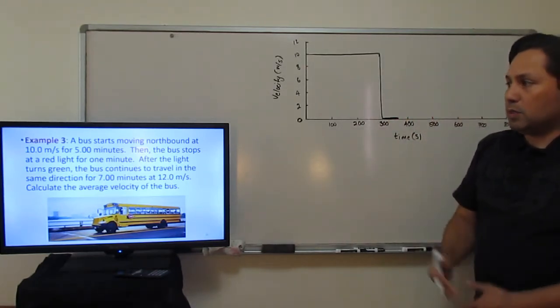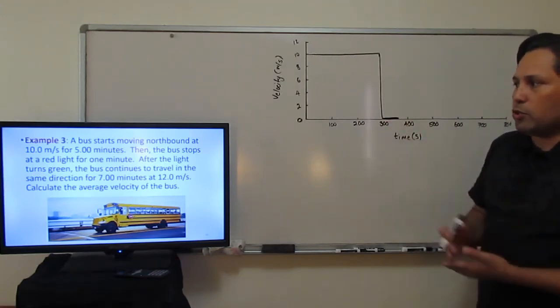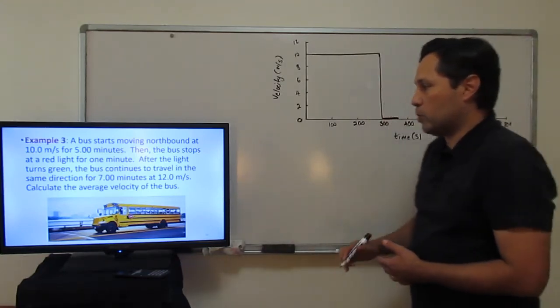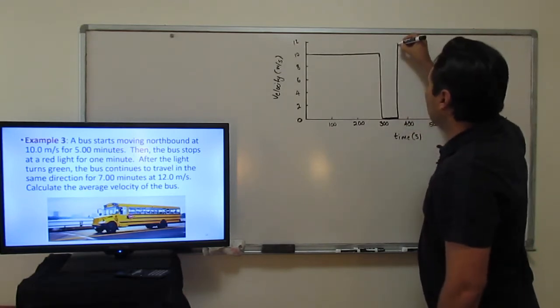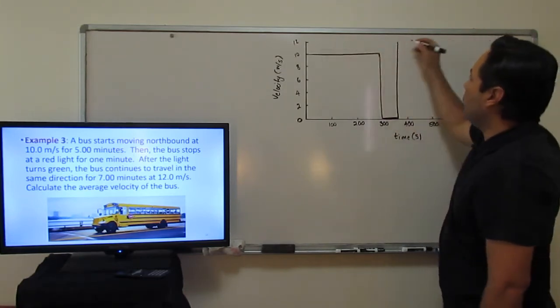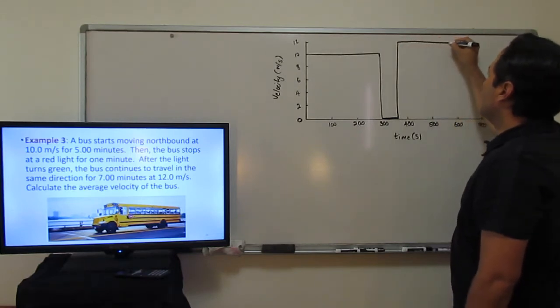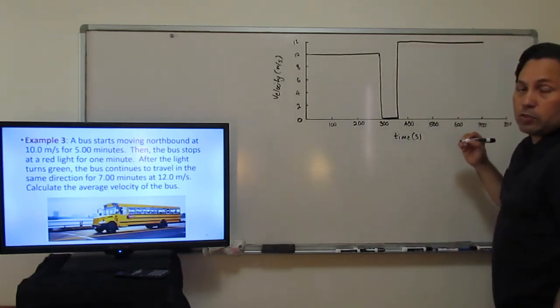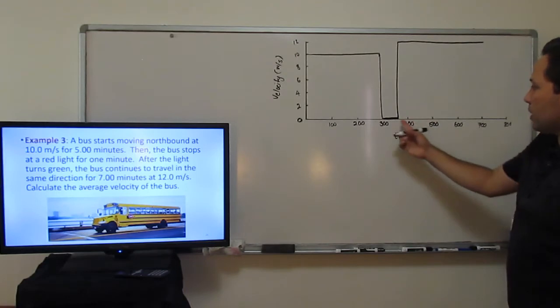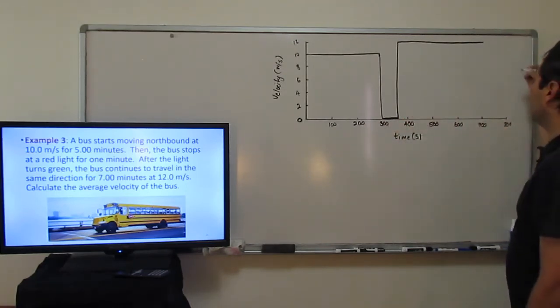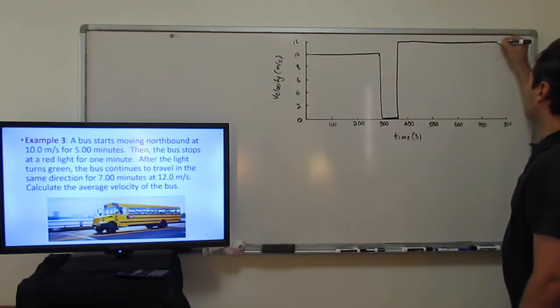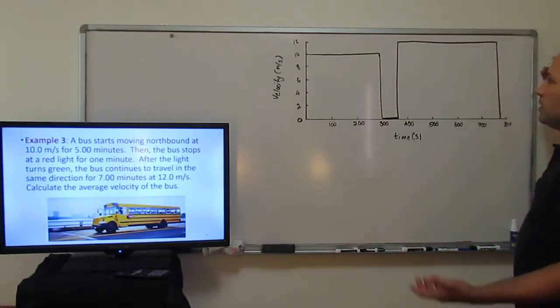Next, the bus light turns green. It continues for 7 minutes at 12 meters per second. So I'm going to go ahead and draw a line up here to 12. And it continues its journey for another 7 minutes, which was 420 seconds. So if we add what we already have here plus another 420 seconds, that'll give us 780 seconds. And that's the end of the journey.